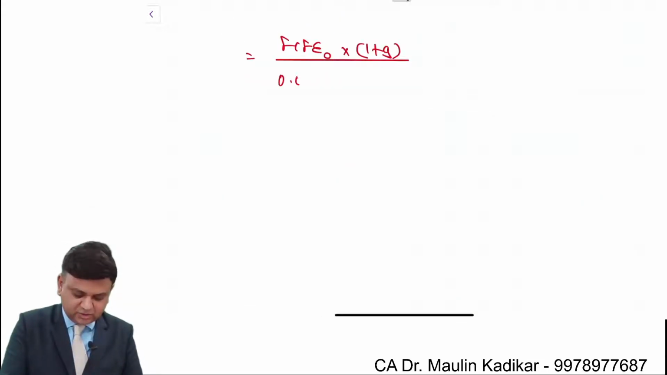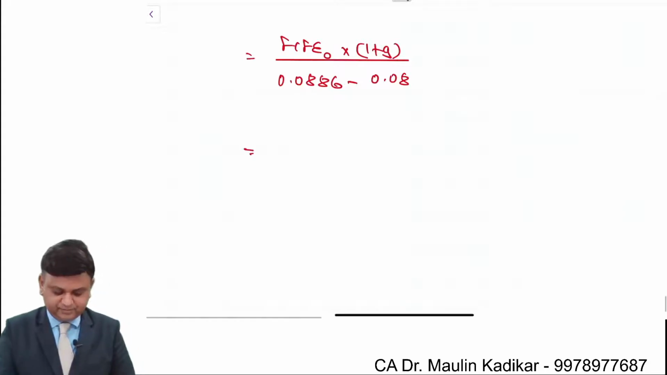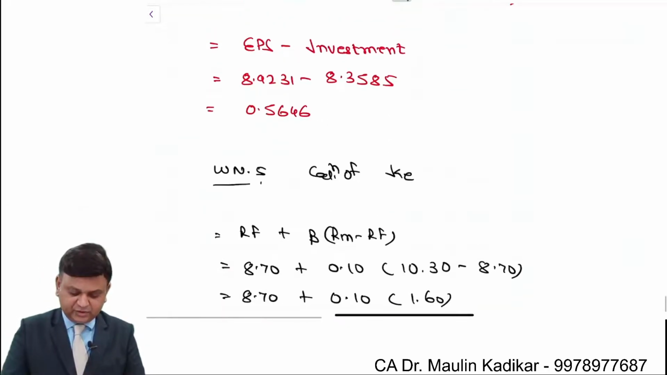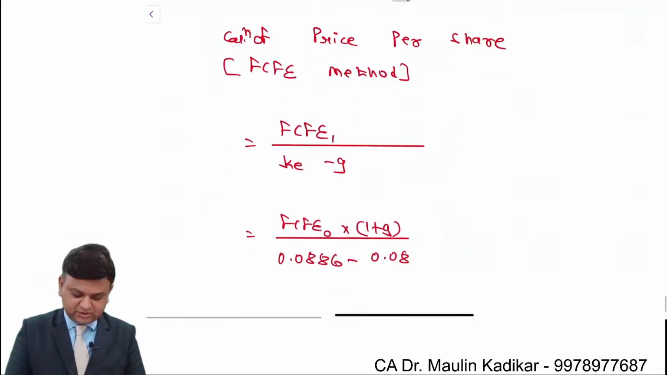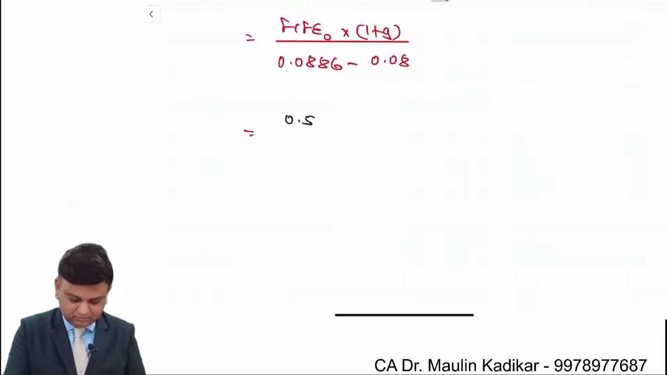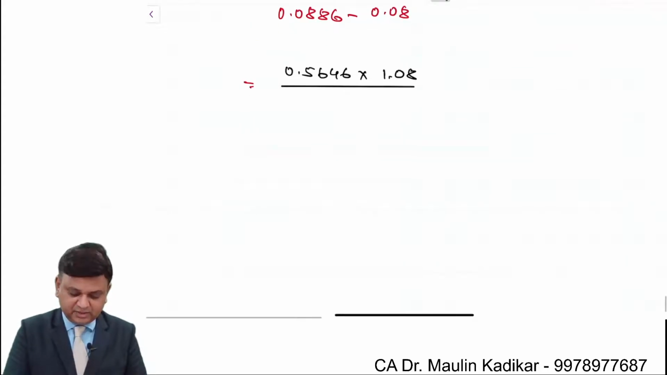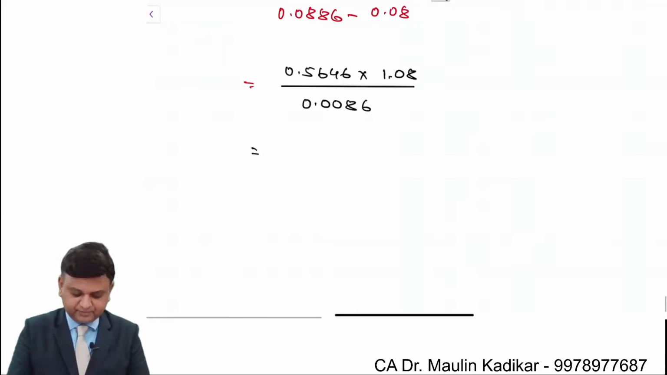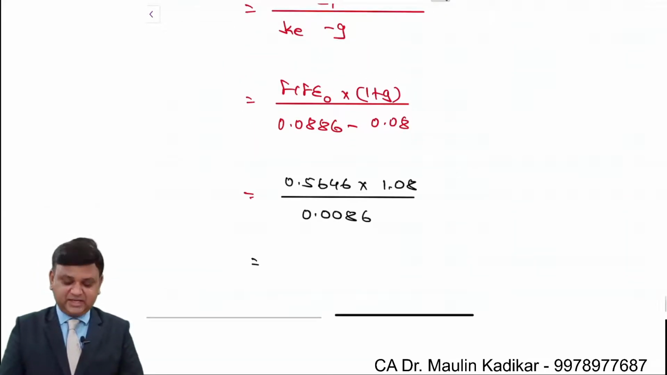So 0.0886 less growth rate, 0.08. Free cash flow for equity is 0.5646 into 1.08 divided by 0.0086. That is the way the price is calculated.